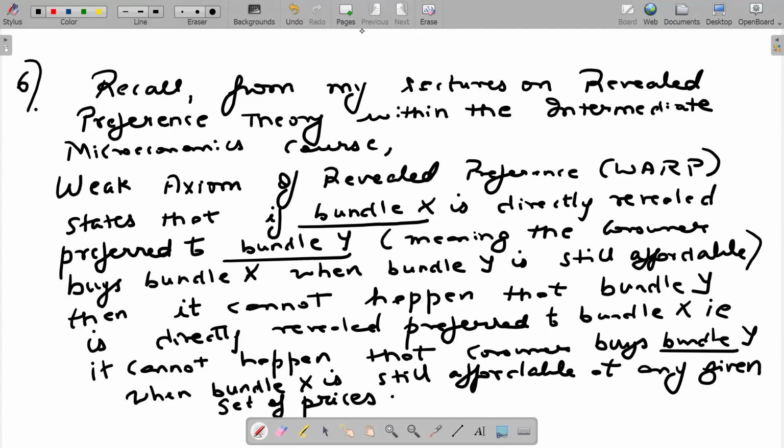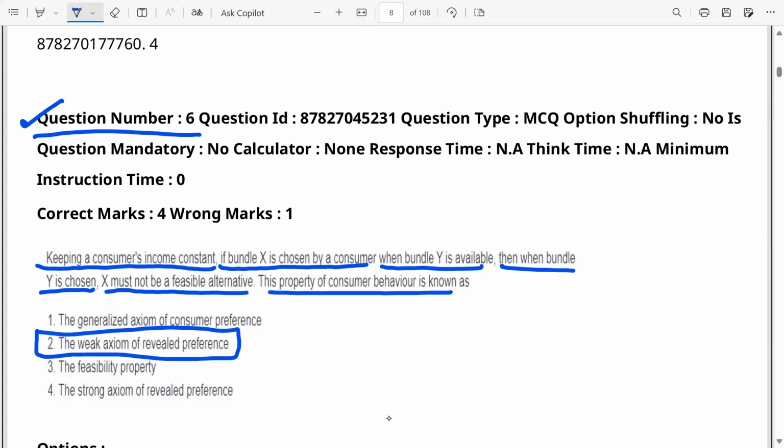So if I come back to the question paper, when the bundle Y is chosen, X must not be feasible or must not be affordable. Then what is consistent? And that is my answer. If I buy bundle Y when X is still affordable to me, I am going to violate the weak axiom of revealed preference. For this, please revise and rewatch my lecture videos on revealed preference theory within my intermediate microeconomics.